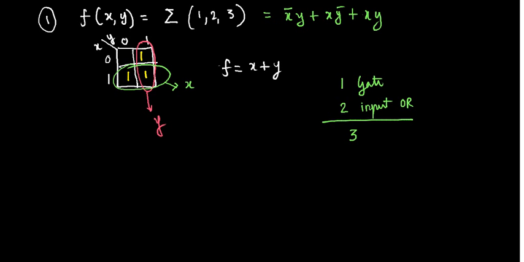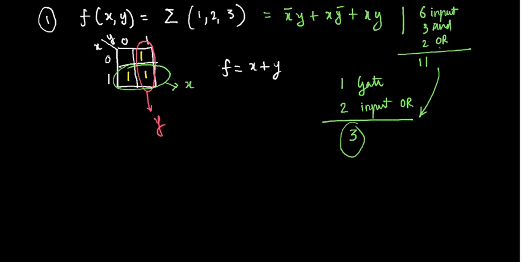3. How many inputs are required? 6 inputs. How many gates are required? 3 AND gates, 2 OR gates. What is the cost? How much? 11. What is the cost here?